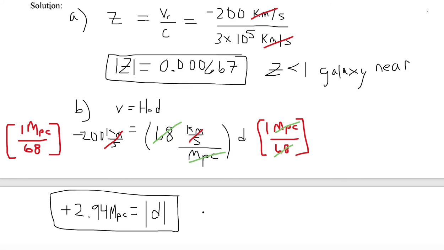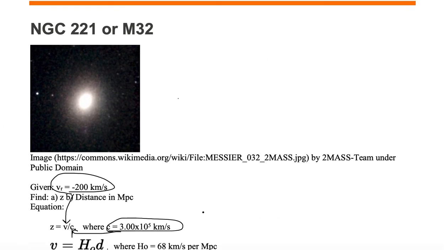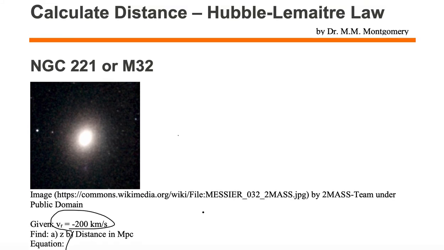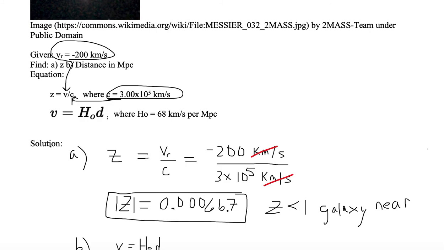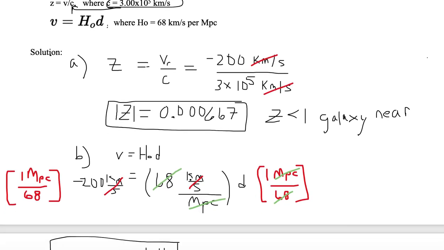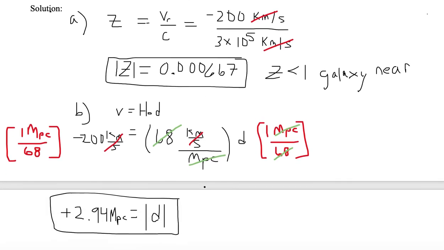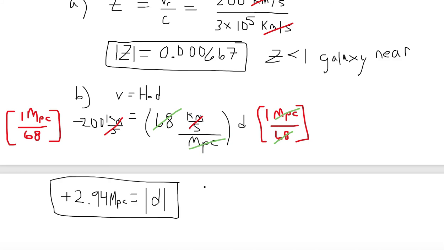Now let's take a look at this. We're looking at a nearby galaxy, NGC 221 or M32. We notice that our z value is less than 1 by a lot. So this is a nearby galaxy. So this technique to find distance that we're using, the Hubble-Lemaitre law, is not the best law to find the distance to this galaxy. The Hubble-Lemaitre law is used to find distances to faraway galaxies, galaxies that have z's greater than 1. We calculated a distance of 2.94 megaparsecs.